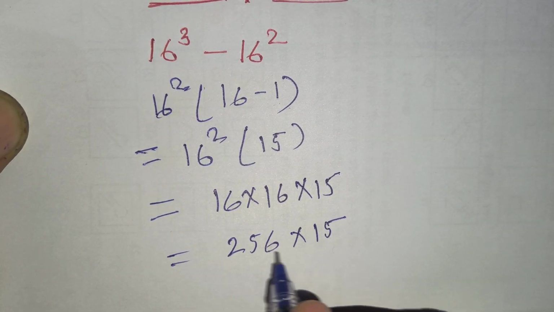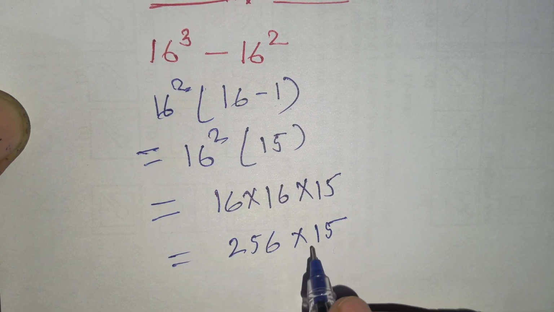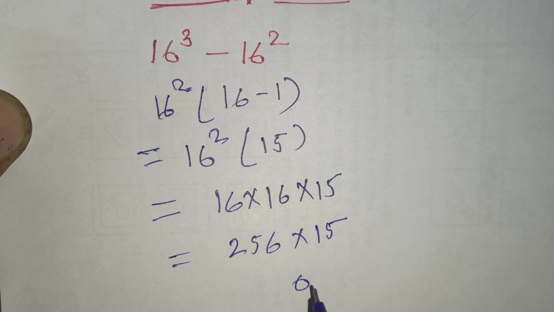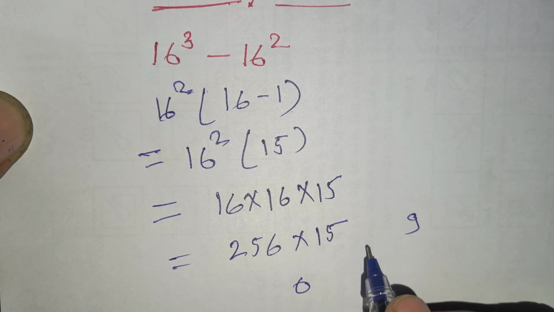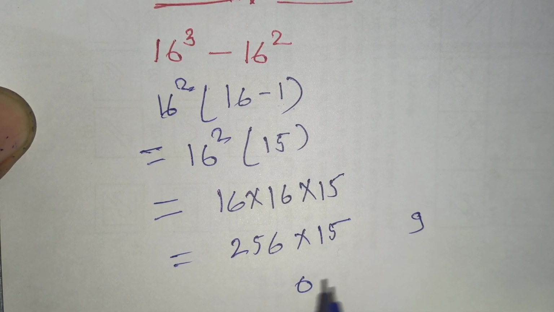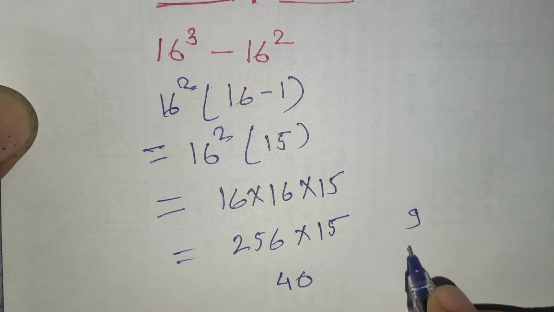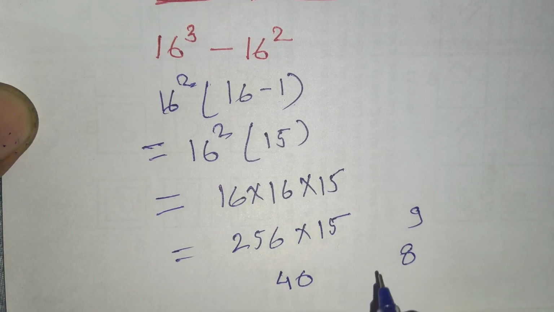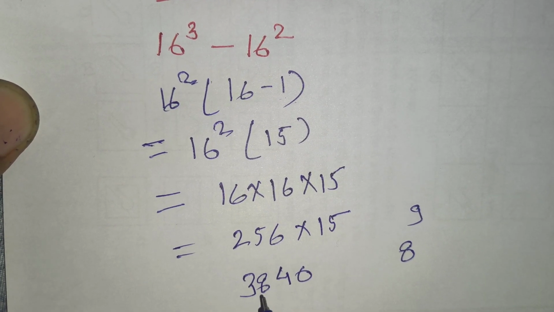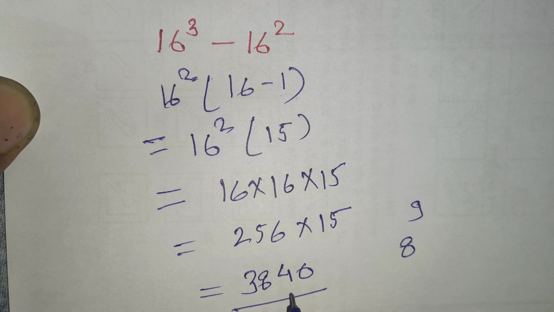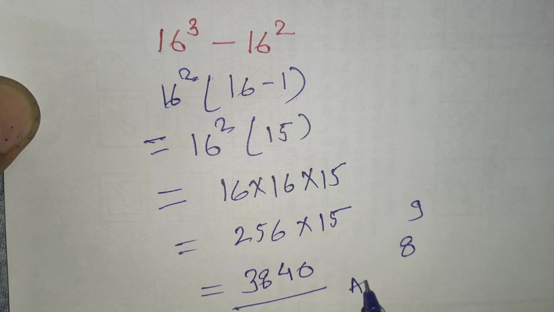Now multiply these two numbers. 15 into 6 is equal to 90, carry 9. 15 into 5, 75, plus 9, 84, carry 8. 15 into 2, 30, 30 plus 8, 38. You have the answer 3840. This is the answer of this question.